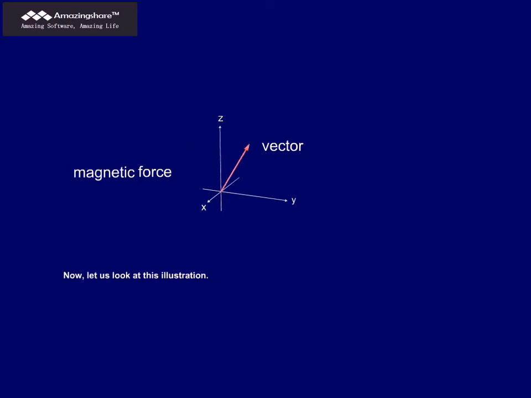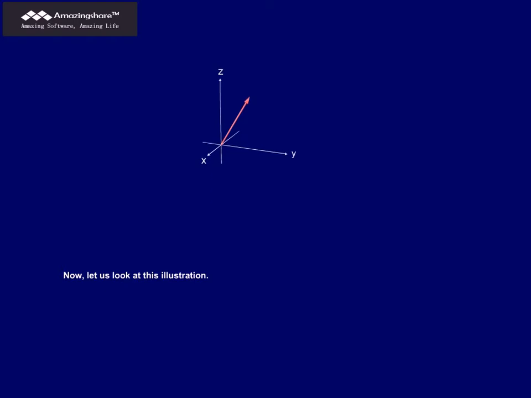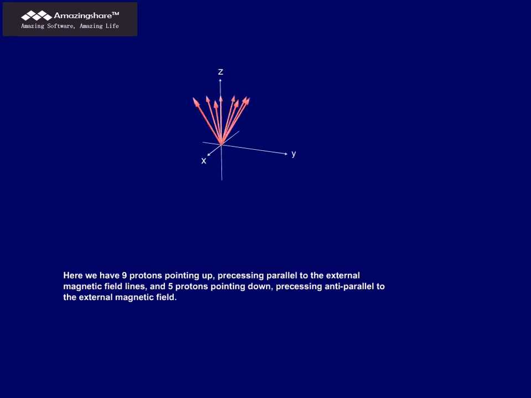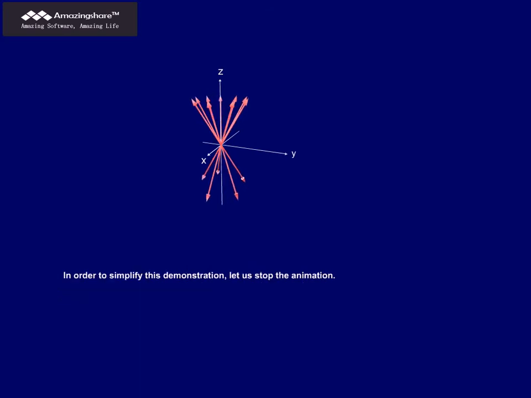Now, let's look at this illustration. Here we have 9 protons pointing up, precessing parallel to the external magnetic field lines, and 5 protons pointing down, precessing anti-parallel to the external magnetic field. In order to simplify this demonstration, let us stop the animation.